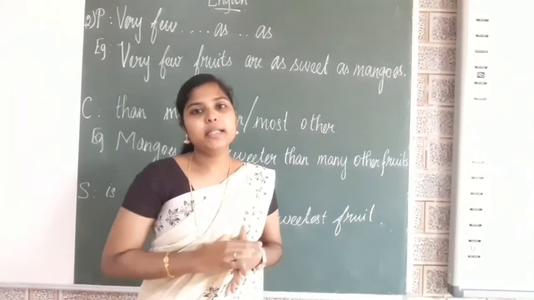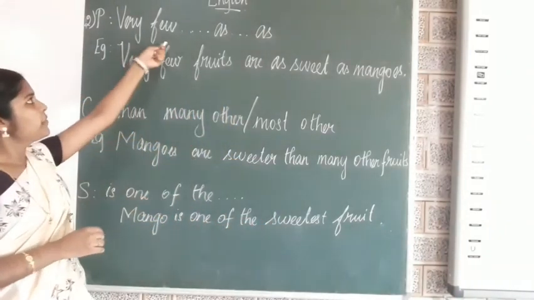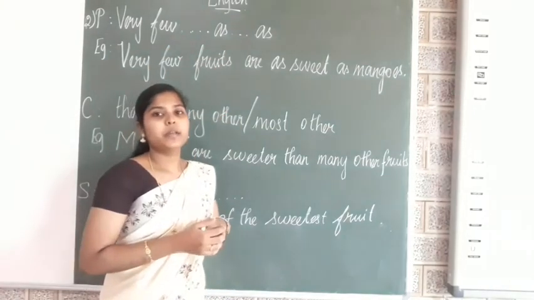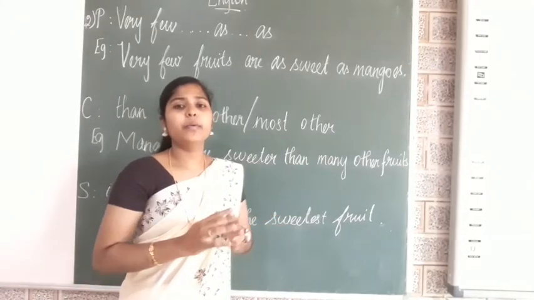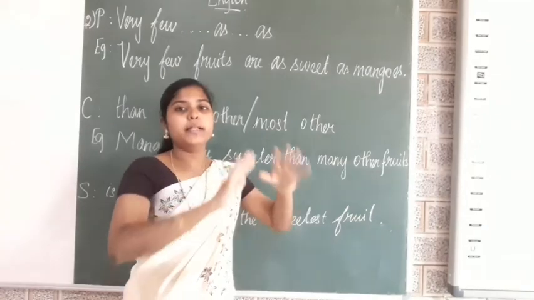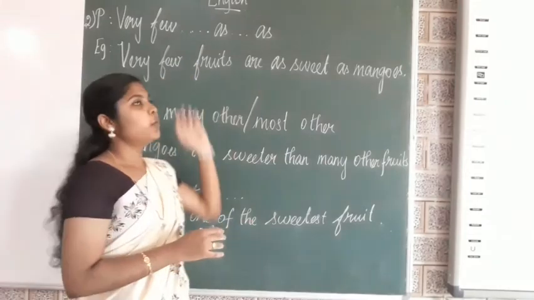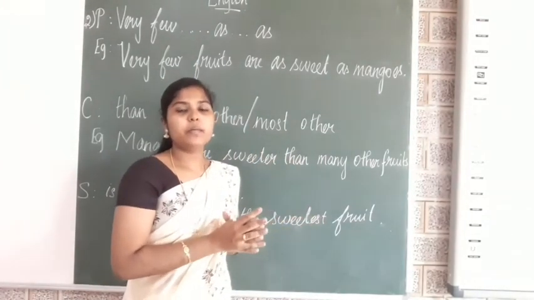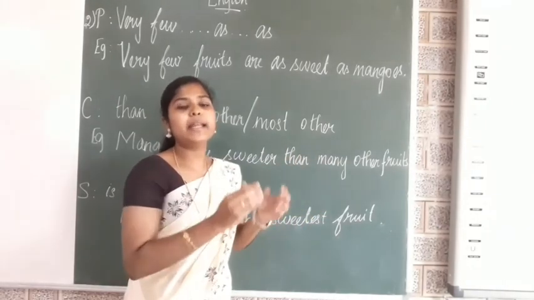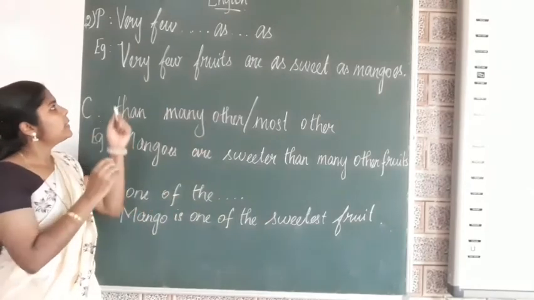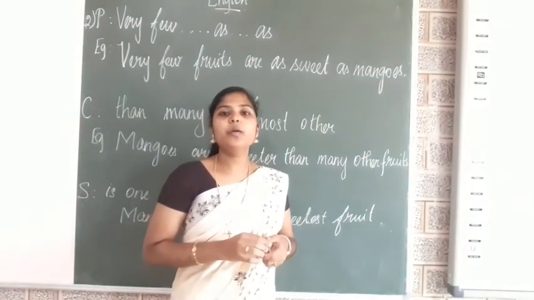Now come to the third rule. In the third rule, the positive degree will be very few as. In the second rule, we have compared the pet dog with the rest of the pet animals. On the whole, we take it as a group. But here in the third rule, very few, it is not on the whole, but the majority of the rest. Majority of something. Okay, very few. Now come to the example. Very few fruits are as sweet as mangoes. Do you all like mangoes?